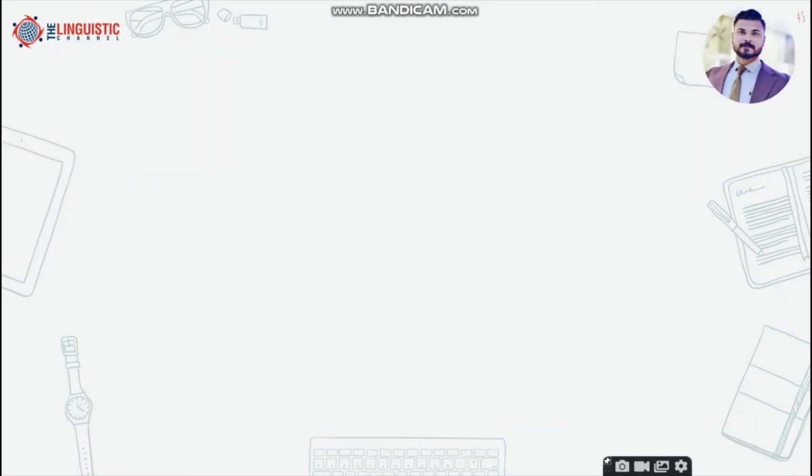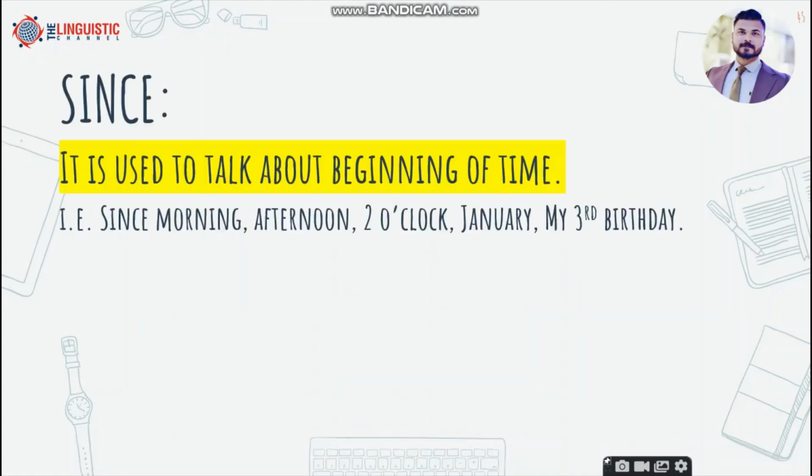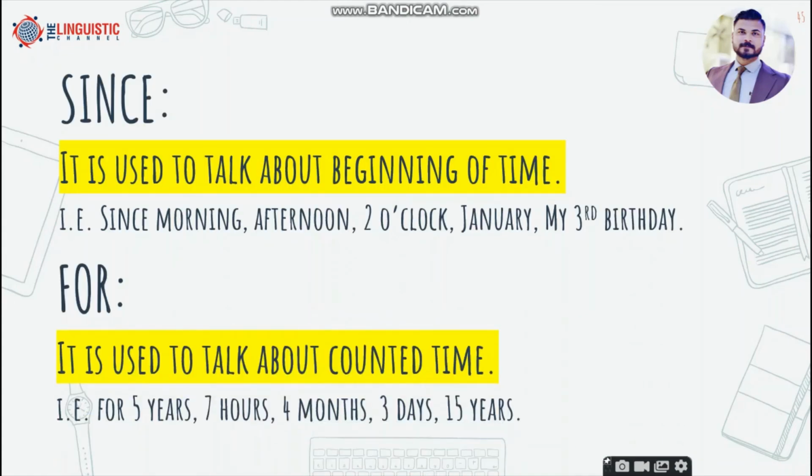Alright, so the first thing we need to understand before we go ahead with perfect continuous tenses is the use of since and for. I've seen a lot of people using since and for wrongly. Like some people say "since 5 hours", "since 3 days", which is absolutely wrong, right?